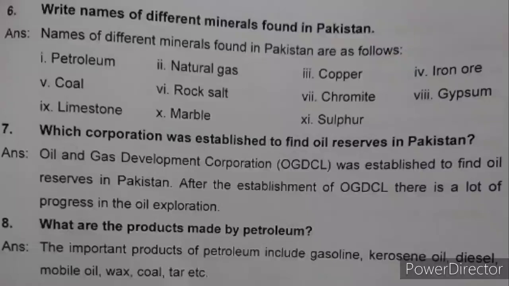After the establishment of OGDCL, there is a lot of progress in oil exploration. Question number 8. What are the products made from petroleum? The important products of petroleum include gasoline, kerosene oil, diesel, mobile oil, wax, coal tar, and all these are the refined forms of petroleum.